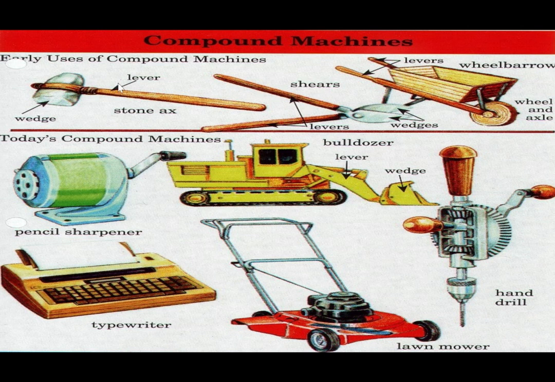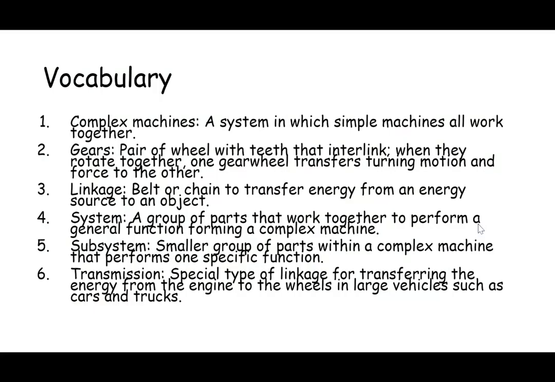Some others we have are compound machines, which include some early uses. A compound machine includes a wedge and a lever in one, which acts like a hammer. We have some shears, we have a wheelbarrow, and then we have some of the compound machines of today: the pencil sharpener, a bulldozer, a hand drill. And so let's talk about some basic vocabulary before we begin.